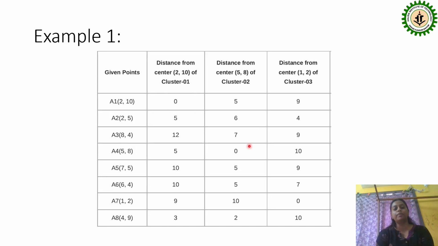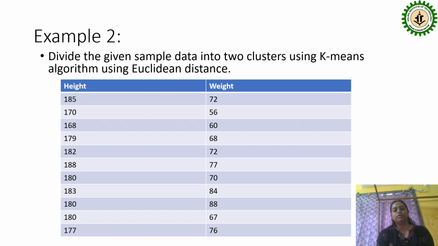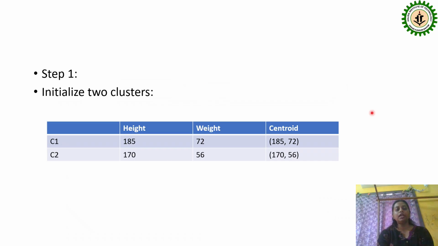Now this is one example, and this is another example. We will solve this example. See, height and weight are the features x and y. These are two-dimensional features. Let us assume we will use the Euclidean distance. Step 1: we have to initialize the centers of the two clusters. Assume the center of C1 is 185, 72. This is the centroid, and for cluster C2, the centroid is 170, 56.